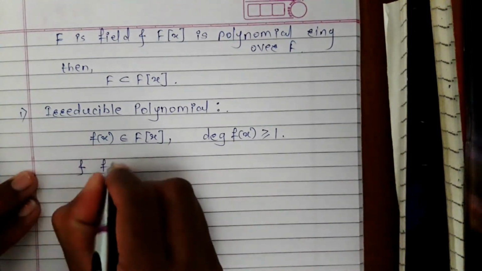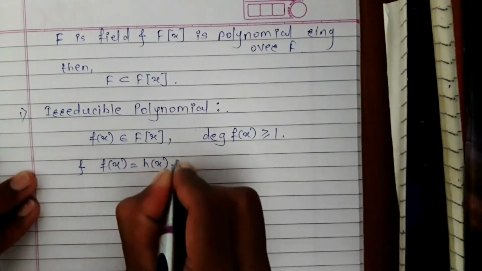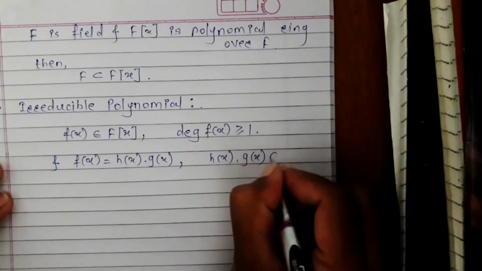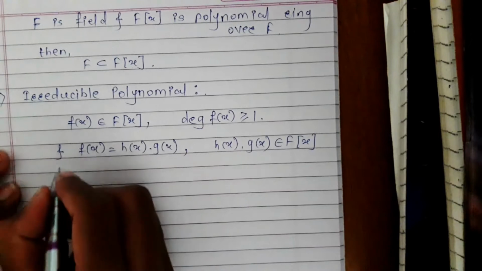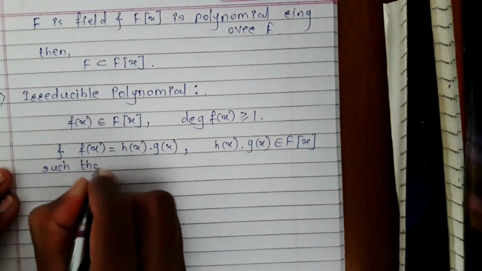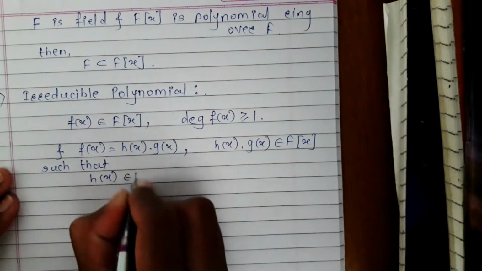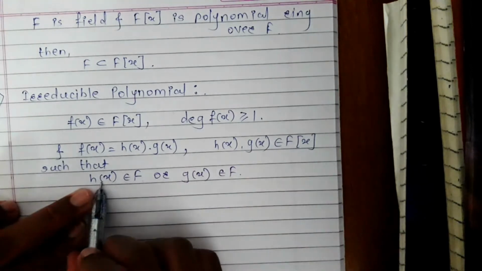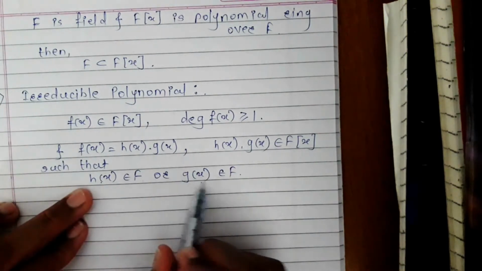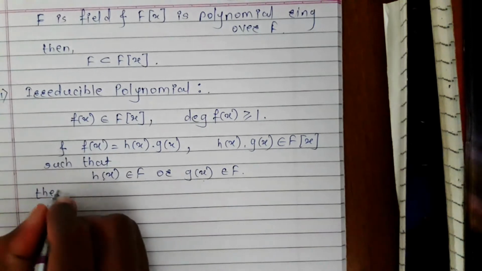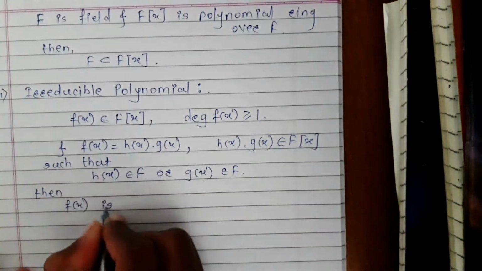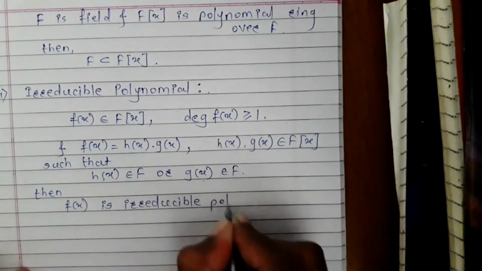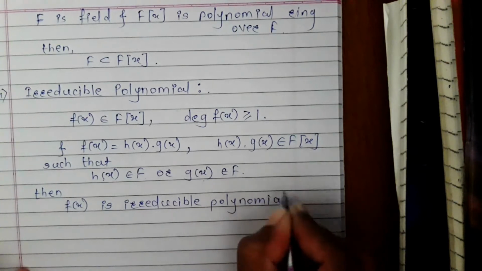And if f(x) is equal to some h(x) into g(x), where this h(x) and g(x) belong to the polynomial ring F[x], such that either h(x) belongs to field F or g(x) belongs to field F. That is, either h(x) is a constant polynomial or g(x) is a constant polynomial. Then we can say that this f(x) is an irreducible polynomial in polynomial ring F[x].